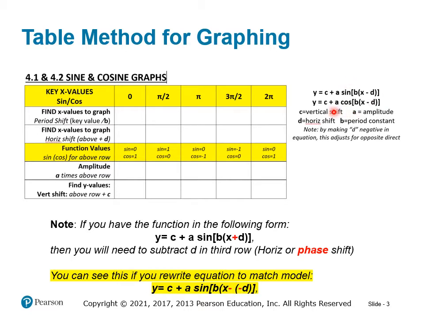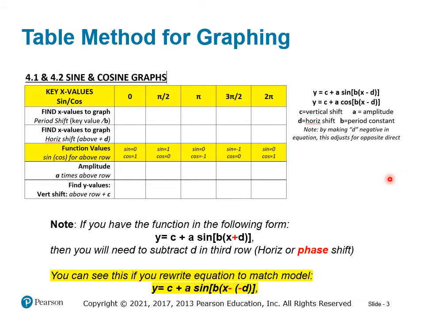The first constant here, the variable c, is the vertical shift, the shift up or down. The second variable you see is a, which represents the amplitude, which we saw in 4.1. d is the horizontal shift, left or right. This is also known as a phase shift when we're talking about these circular functions in trig. And b is the period constant, which we also looked at in the prior section.